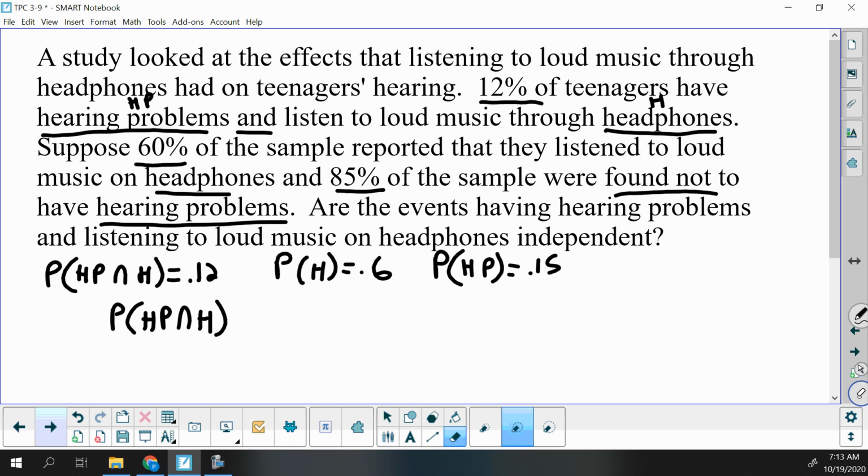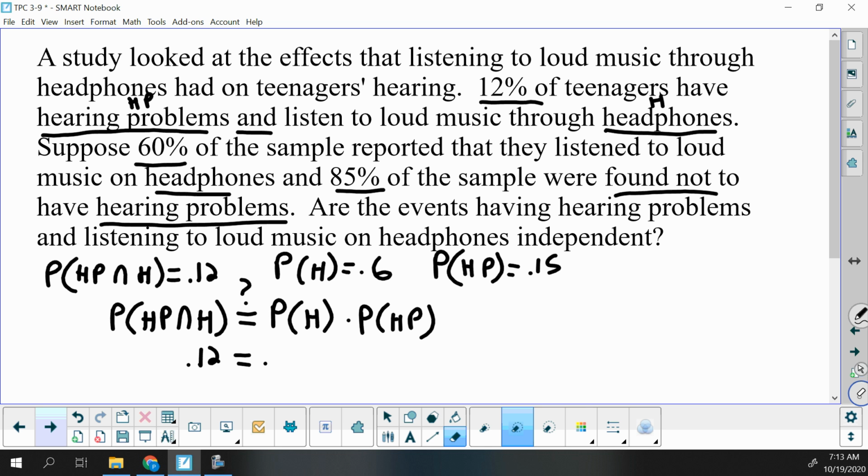So now we want to see, is the probability of our "and", hearing problems and loud music on headphones, equal to, again, I like to put the question mark on there because we don't know, the probability of headphones times probability of hearing problems. And all we'll do is fill them in. We'll have 0.12 equals 0.6 times 0.15. Now when you have a decimal, you don't have to try and reduce that like you do with a fraction.